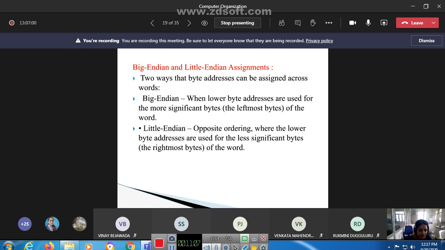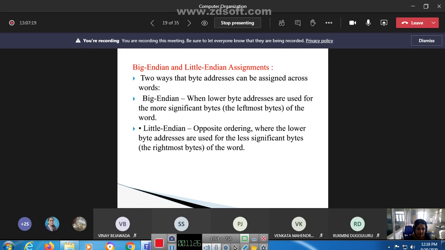Big endian is used when lower byte addresses are used for the more significant bytes of the word. The name little endian is used for the opposite ordering, where the lower byte addresses are used for the less significant bytes of the word.